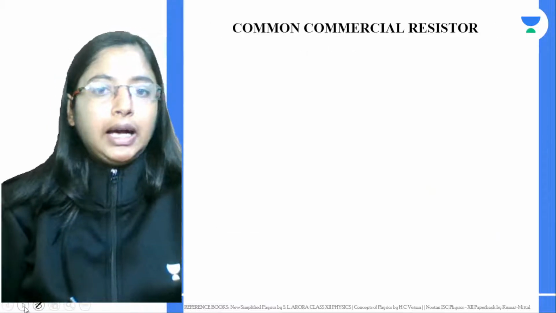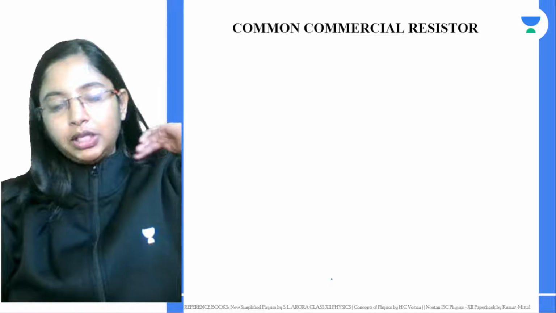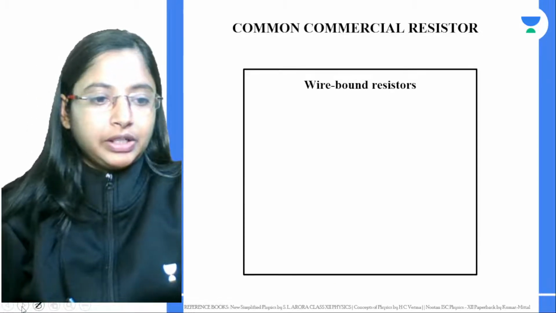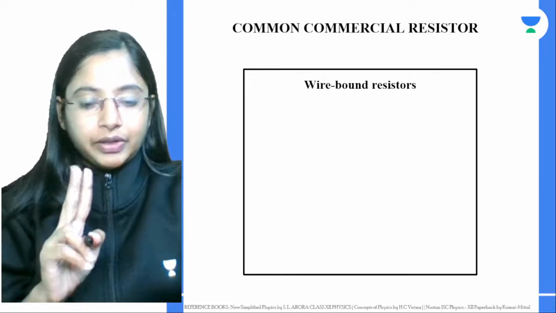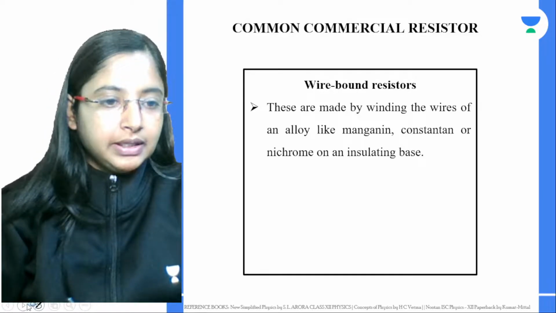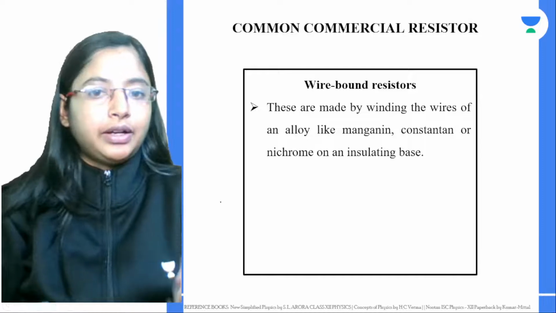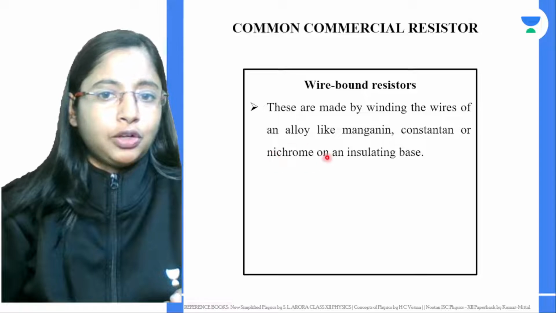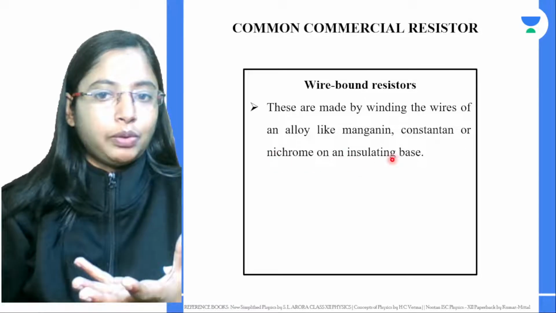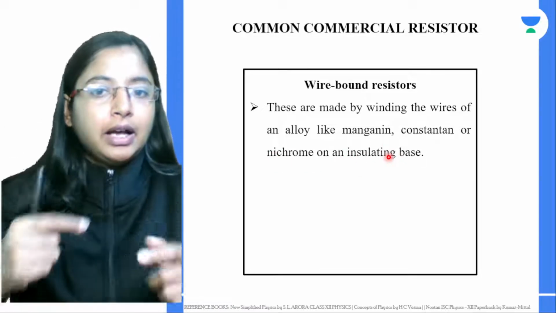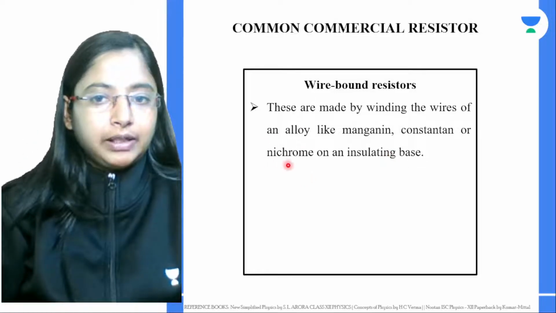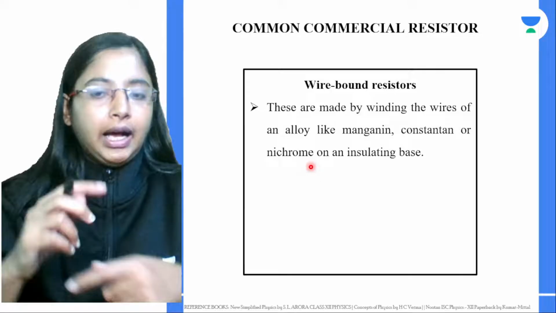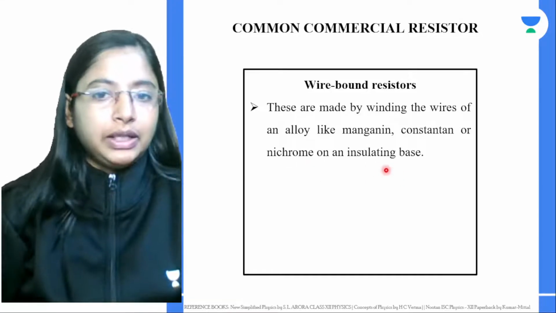Now there are some common commercial resistors. There are actually two types of common commercial resistor: a wire bound resistor and a carbon resistor. The wire bound resistors are made of windings of wire of an alloy like manganin, constantan, and also nichrome, on an insulating base. These wires made of these materials are wound on that particular insulating base.